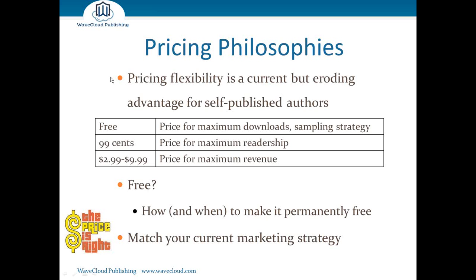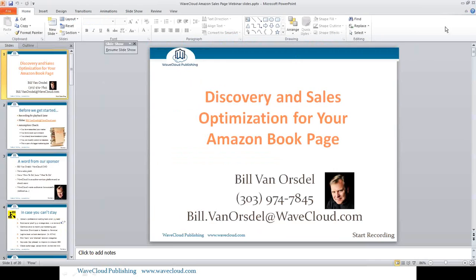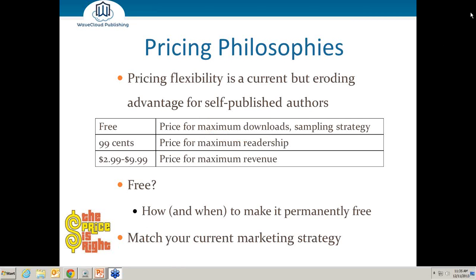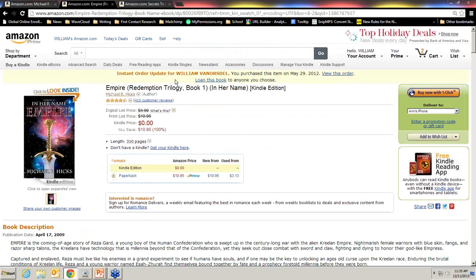All right, so let's talk about free and how and when to make it permanently free. I'm going to show you an example of an author. Let's make sure I'm showing my whole screen. Great. I'm going to show you an author whose book is up and available on Amazon for free right now and has been up for free permanently for months and months.